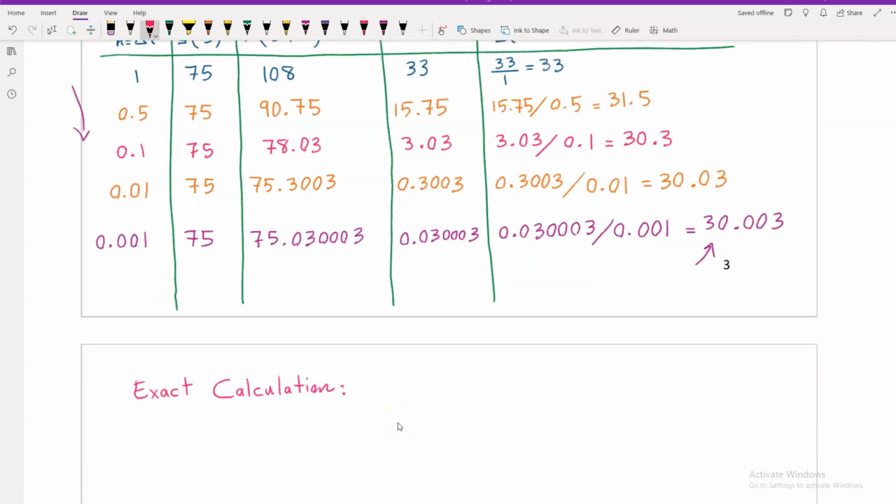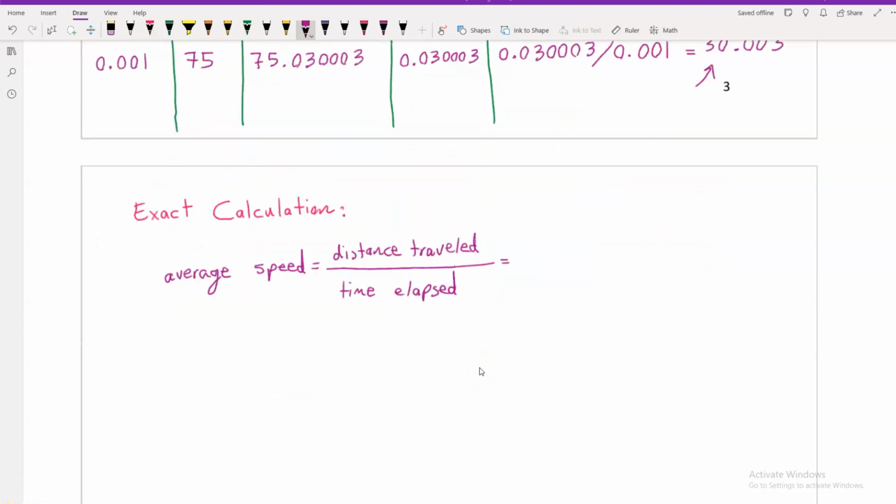Now we're going to have exact calculation. So the key is not to pick a specific time interval length, but instead pick a generic time interval of length h from 5 seconds to 5 plus h seconds. So average speed is equal to distance traveled divided by time elapsed. So numerator, we have to find the distance between these two, s of 5 plus h minus s of 5, divided by 5 plus h minus 5. So our time interval is 5, 5 plus h.